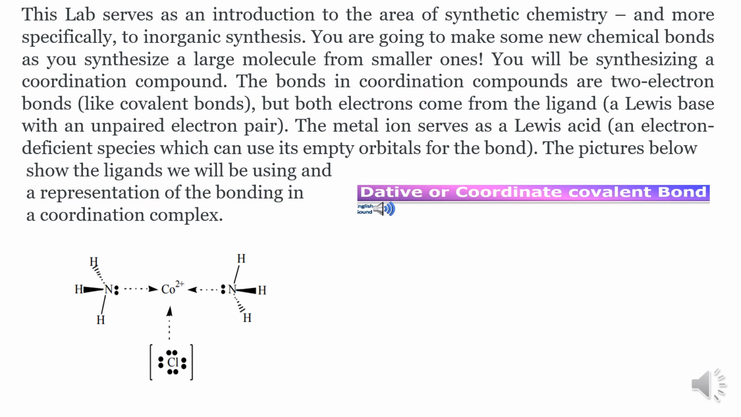The bonds in coordination compounds are 2-electron bonds, like covalent bonds. But the electrons come from the ligand, a Lewis base with an unpaired electron.